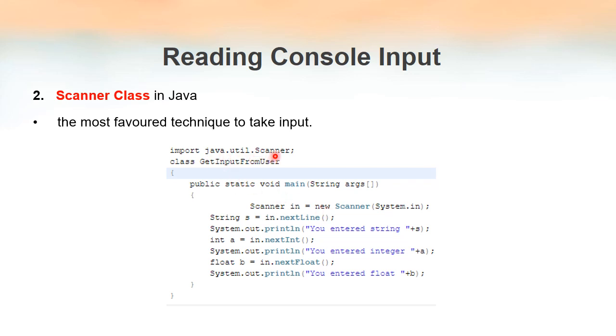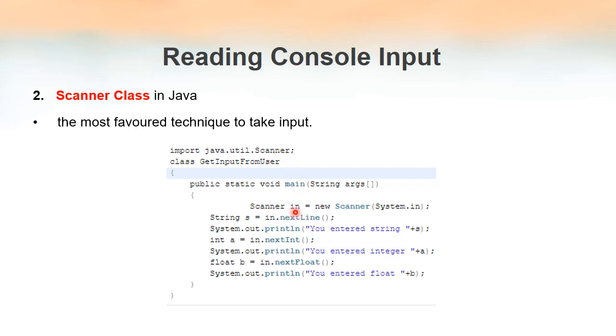In this example, we have imported one class, Scanner, which is inside the package named util, which is again inside the package named java. So if we have to use the Scanner class, we have to import only one class. As in the previous case, when we used BufferedReader, we had to import the BufferedReader class, the InputStreamReader class, and IOException. But in this case, there is no need for all those import statements. We just need to import only one class, that is the Scanner class.